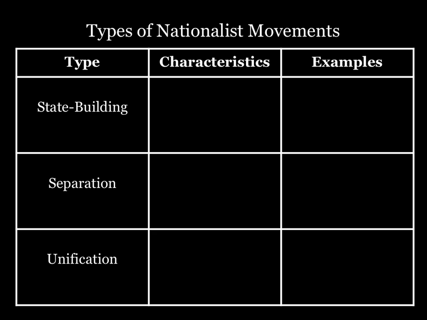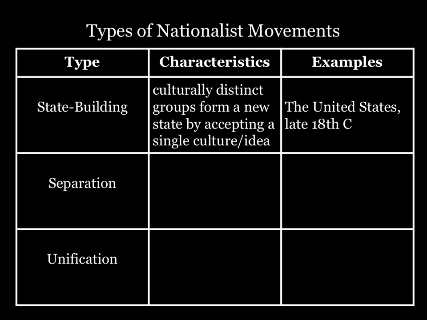Now, nationalism can take a variety of forms, and throughout all of human history, various types of movements have formed in response to nationalist ideals. For example, we can have three types right here on the chart: state building, separation, and unification. Well, the state building kind of nationalism starts when distinct groups agree to form a new state, and they do that by accepting a single culture or idea. And this happens in the United States when the 13 colonies, almost all of which have quite different governments and different economic ideals, go ahead and come together under this idea, this concept of a specific kind of republican government.